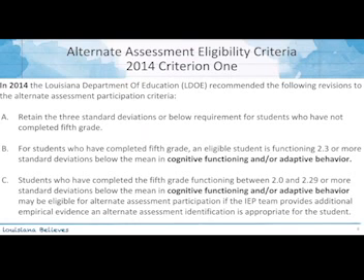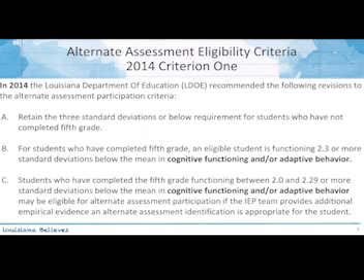Before we share the preliminary revisions to Bulletin 1530, we're going to take a look at the 2014 revisions. This should be familiar to everyone because it is the current criteria IEP teams are using to determine if a student is eligible to participate in the alternate assessment. In 2014, LDOE recommended the following revisions to the first criterion for determining eligibility in the alternate assessment, or at the time in 2014, the Law 1 assessment.